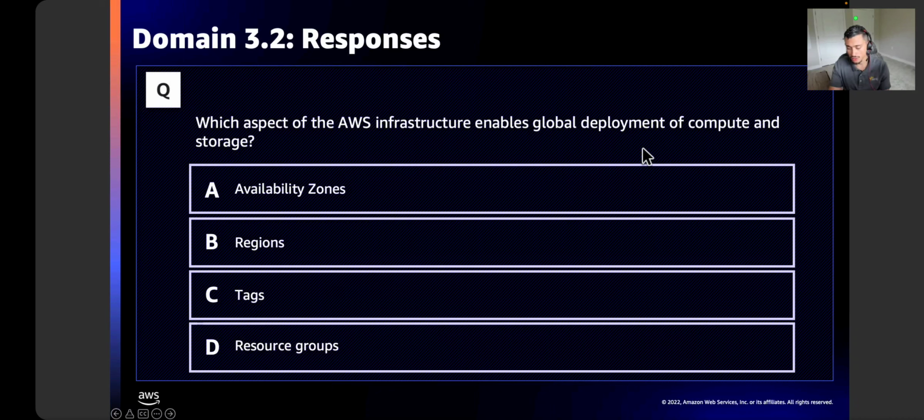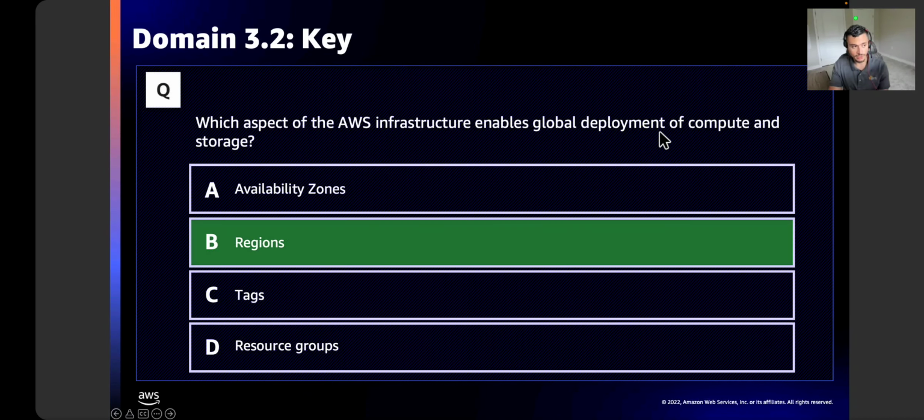So going into this question, which enables global deployment, right? The correct answer here for everyone, a lot of people noted B, which is region, and that is the correct answer, right? So the keyword here was global, right? The only one that provides global deployment of compute and storage are regions, right? If they said in the question zonal deployment, then it would be availability zones, correct? Okay.